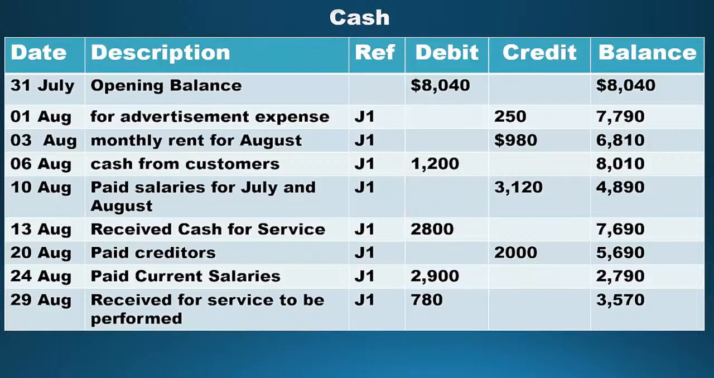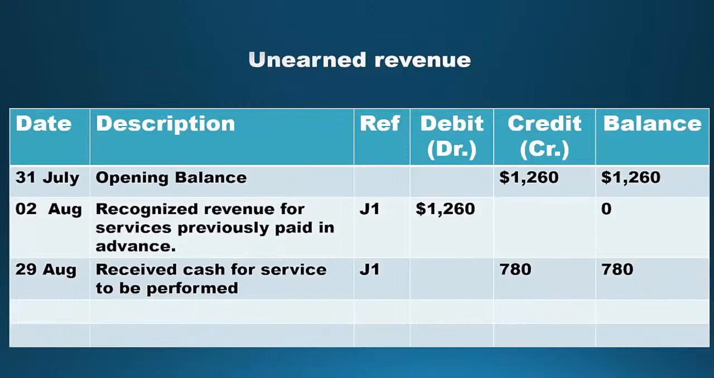We debit cash because the company has received money, and increases to assets like cash are recorded on the debit side. Unearned revenue ledger. 1. Date. The date, August 29. 2. Narrative. Add the narrative, recorded liability for future services. 3. Reference. Include the journal reference, J1. 4. Amount. Enter $780 in the credit column.